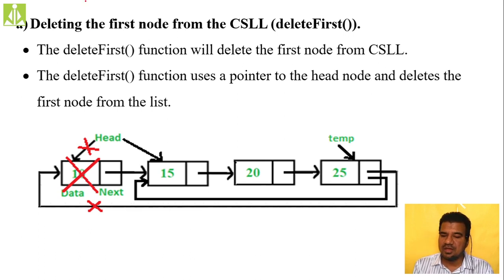So the simple thing is sending the temporary pointer to the end. I'm not writing the code because we have written it so many times and discussed it so many times. How we can send the temporary pointer to the end, you already know. Take a temporary pointer, make it head, and run it while temp of next is not equal to head. Automatically, your temporary pointer will reach the last node.